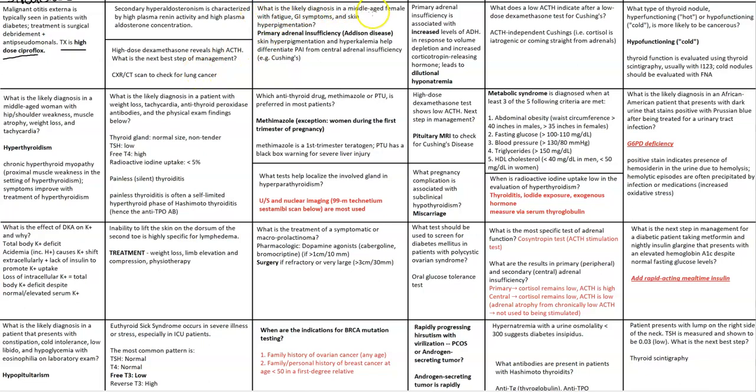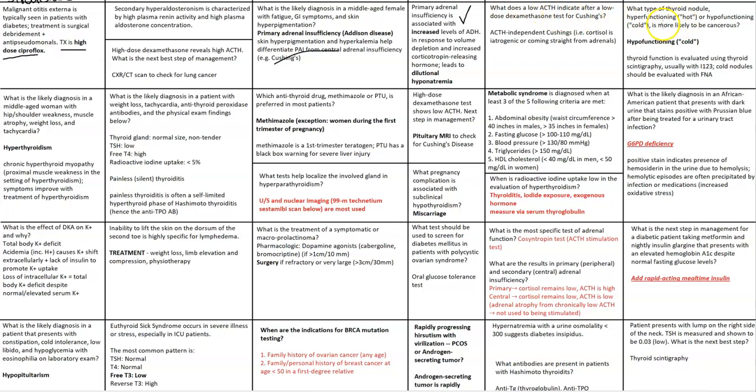Which of the following is the most likely in a middle-aged female with fatigue, GI symptoms, and skin hyperpigmentation? That's primary adrenal insufficiency. Skin hyperpigmentation and hyperkalemia help differentiate PAI from central adrenal insufficiency, such as Cushing's. Primary adrenal insufficiency is associated with increased levels of ADH in response to volume depletion and increased corticotropin-releasing hormone. It leads to dilutional hyponatremia.